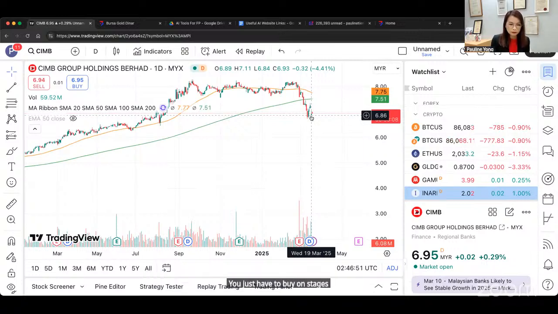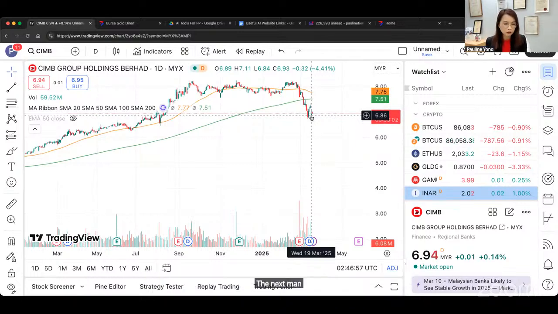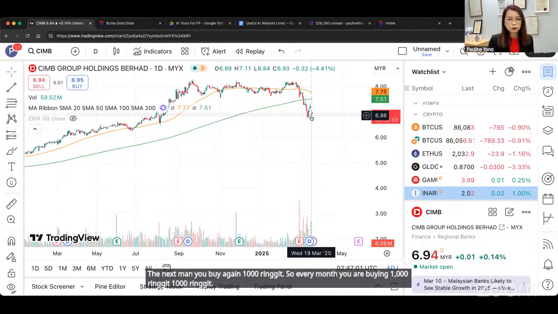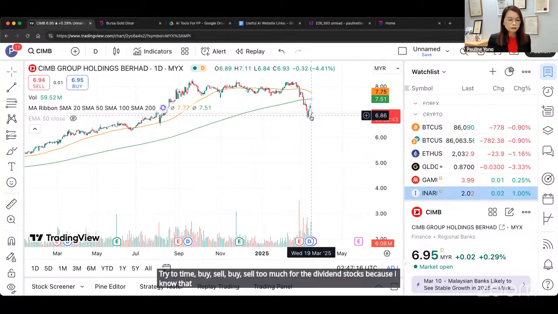So you buy some this month, the next month you buy again 1,000 ringgit, the next month again 1,000 ringgit. So every month you are buying 1,000 ringgit, because you are trying to accumulate your investment. That is normally the mentality I have for dividend stocks. I will not try to time buy and sell too much for dividend stocks, because I know this company for the past many years has been giving very consistent dividends.